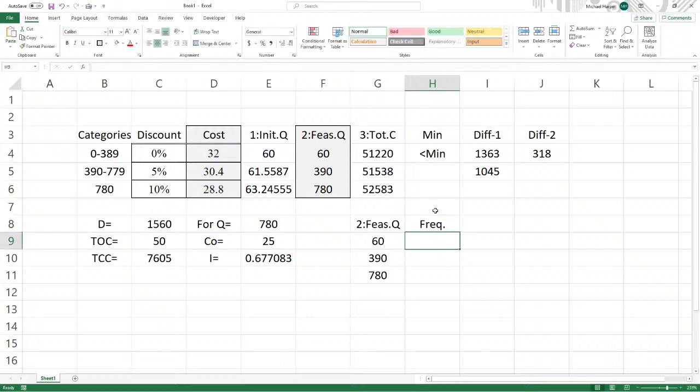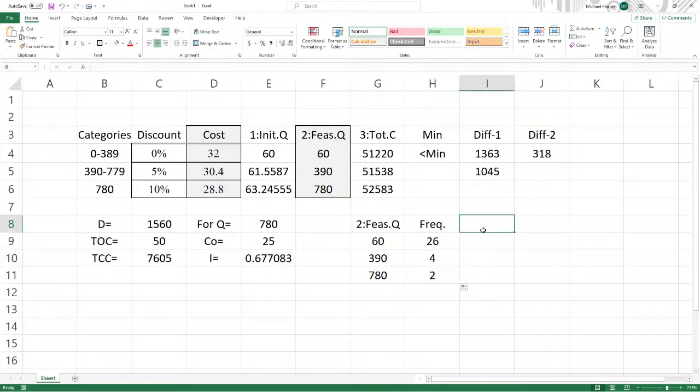What's the order frequency? Well, that's simply just going to be D divided by Q. D over Q, right? So I can bring this down. So there's the order frequencies. So we do have costs, but we have order frequencies too. So this is on the purchasing, the actual buyers, the purchasing department.